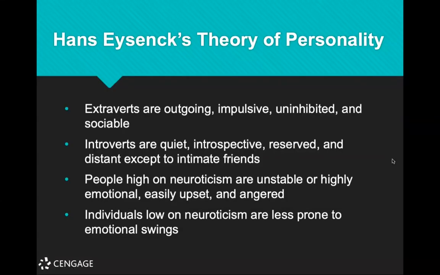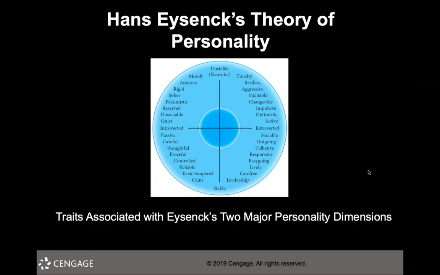So Hans Eysenck stated that extroverts are outgoing, impulsive, uninhibited, and sociable. Introverts are quiet, introspective, reserved, and distant, except to intimate friends. People high on neuroticism are unstable or highly emotional, easily upset and angered. Individuals low on neuroticism are less prone to emotional swings. So they're more stable versus unstable. And so he came up with these dimensions, or four quadrants, you could say.